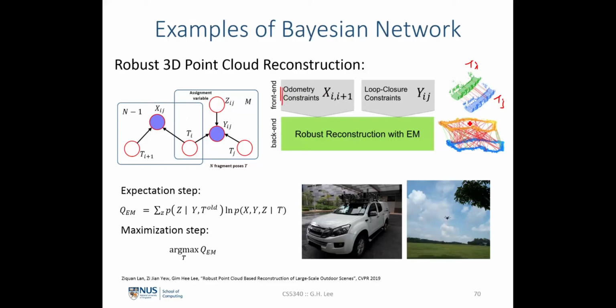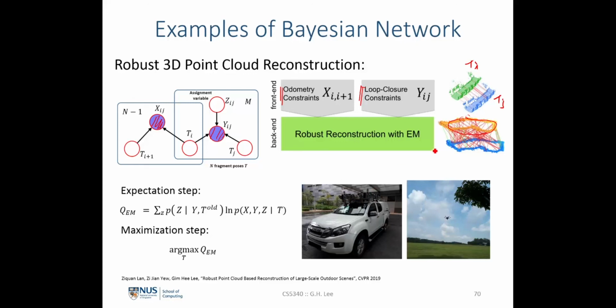When the robot or the vehicle moves in a loop, for example, it will come back to a previously visited location. These two fragments of the point cloud over here and here will form a non-consecutive constraint, which we call the loop closure constraint, denoted by the random variable Yij over here. This random variable is also observed. These two random variables can be measured from our wheel odometry sensor or the images, the LiDAR or the camera sensors that are mounted here.